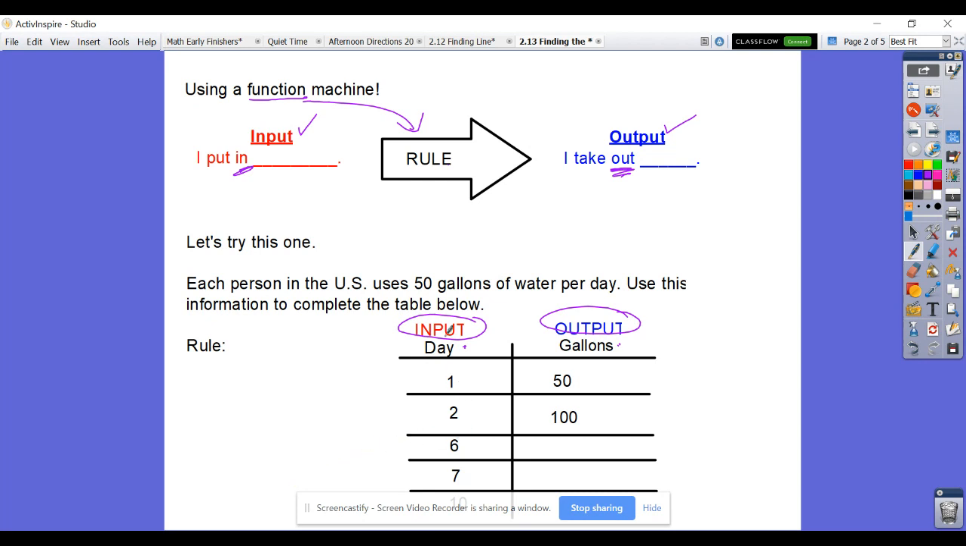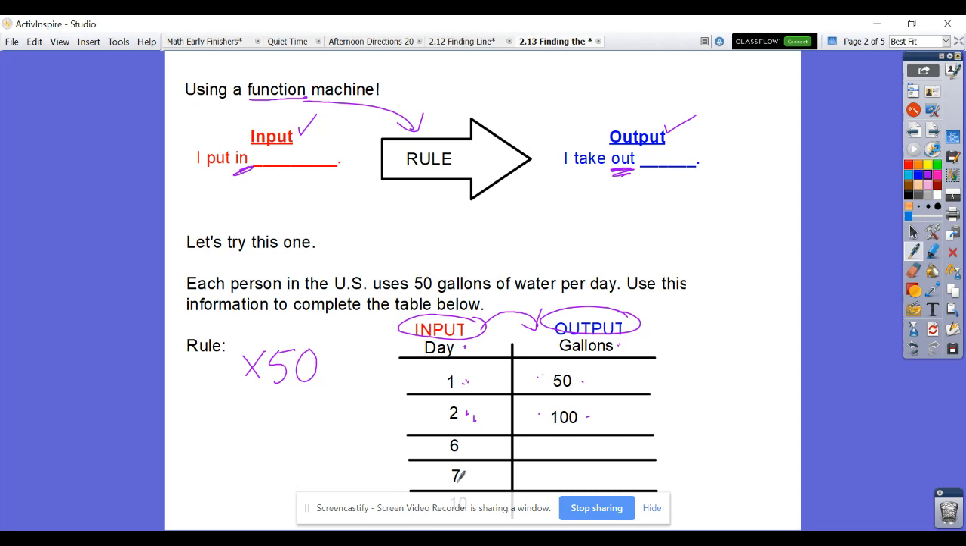So on day one, the person has used 50 gallons. Then on day two, they've used 100 gallons, right? What rule are you noticing to go from the input through the function machine to the output? What rule are you doing to go from 1 to 50 or from 2 to 100? Did you notice that it's times 50, right? Because 50 gallons per day.